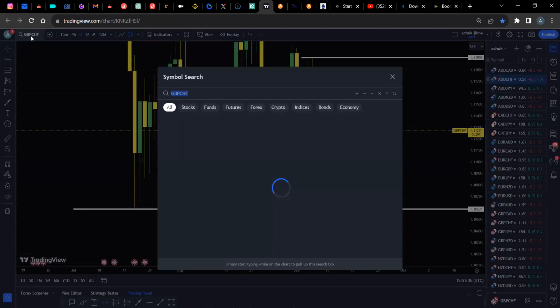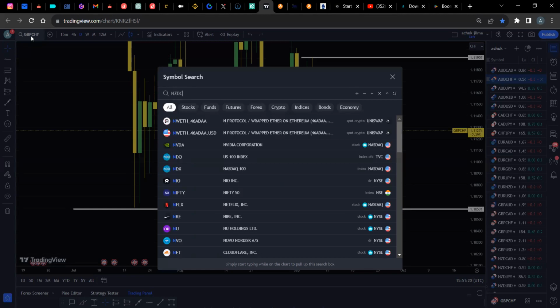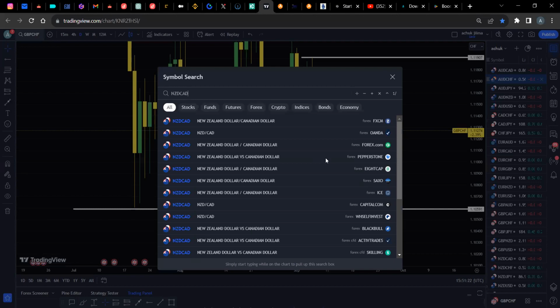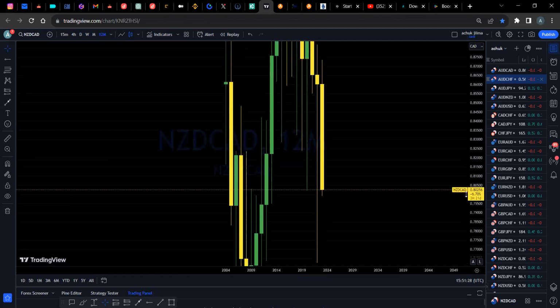All right. So let's go to a CAD pair that does not have a pound, a CAD pair that does not have the dollar, and a CAD pair that does not have the Swiss, because we've looked at that. So let's go to NZDCAD and see how this whole thing plays out next week. So again, the best option would be to look at the market from the highest time frame possible.